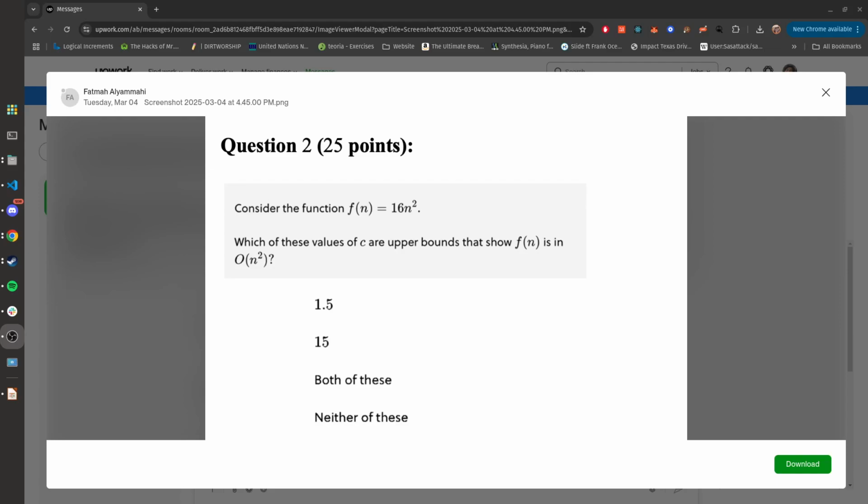Okay, so we're going to look at a few of these questions. There might be a lot of pauses in between, but I'll try to explain the gist of the functions. So this is the function f of n is equal to 16n squared, and the question is which of these values of c are upper bounds that show f of n is O of n squared.